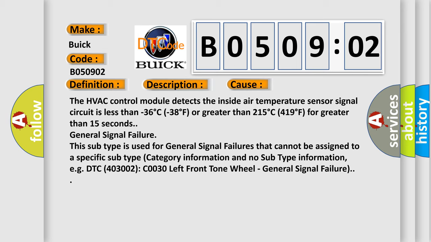General signal failure. This subtype is used for general signal failures that cannot be assigned to a specific subtype category and have no subtype information, e.g. DTC C00300-02 left front tone wheel, general signal failure.